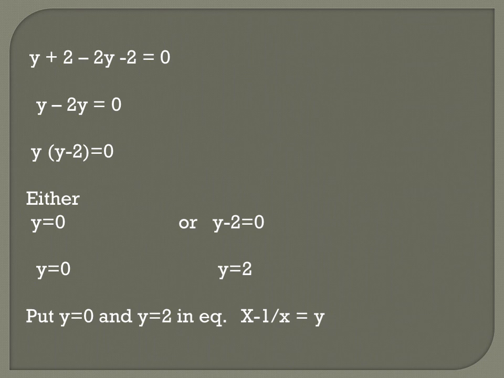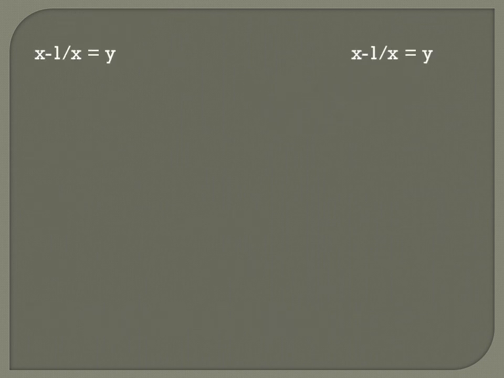Put both these values in the equation x minus 1 over x is equal to y. When we put y equal to 0 in this equation, we can write x minus 1 over x is equal to 0, and x minus 1 over x is equal to 2.